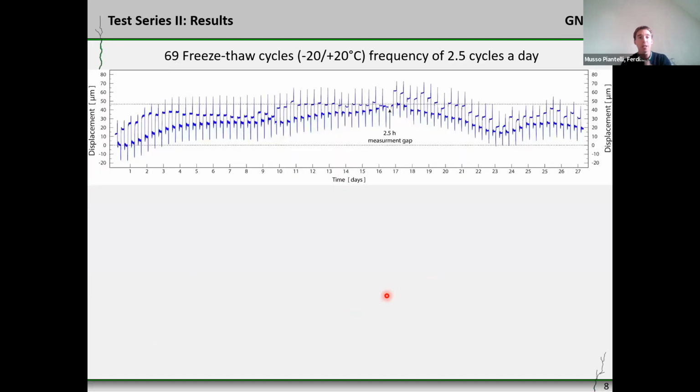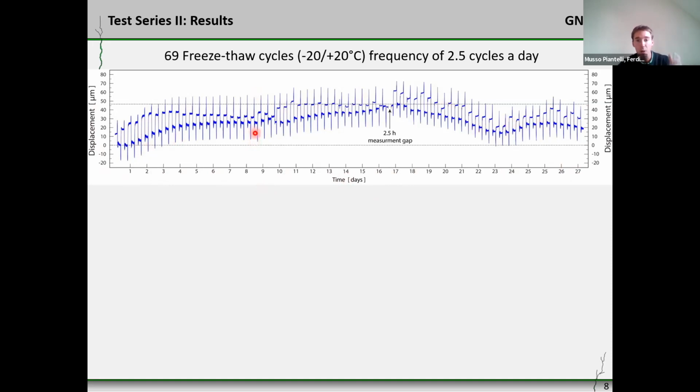The second series of experiments, as I told you before, was also recorded by an extensometer that was placed at the side of the sample. And this is the displacement record that we had during the testing. So it was a test of about 30 days, like a month. And this is the displacement curve that we got out of the extensometer.